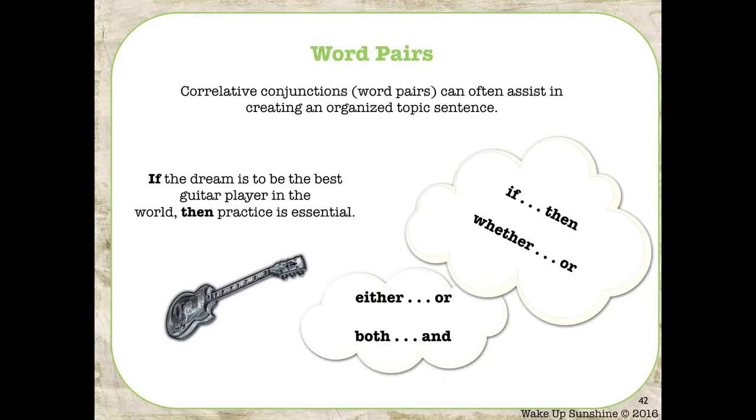All right, we're off and running on our next topic sentence type that you could try in your writing. We are making some progress here. We've done the quotations of experts, making a list, using numbers, using an infinitive, and why, what words. Our next style that we can practice is called word pairs. Word pairs are correlative conjunctions that can assist in creating an organized topic sentence.